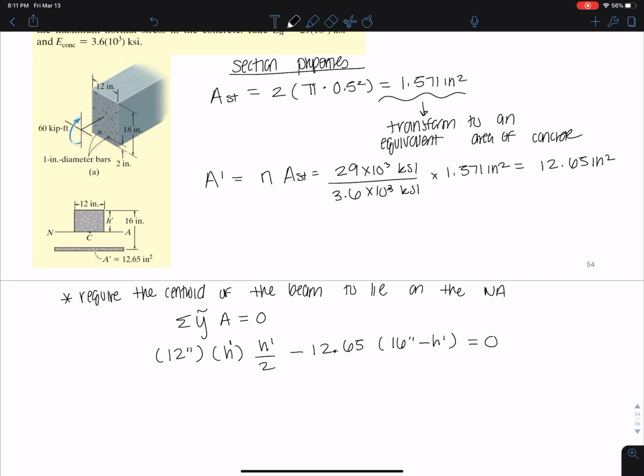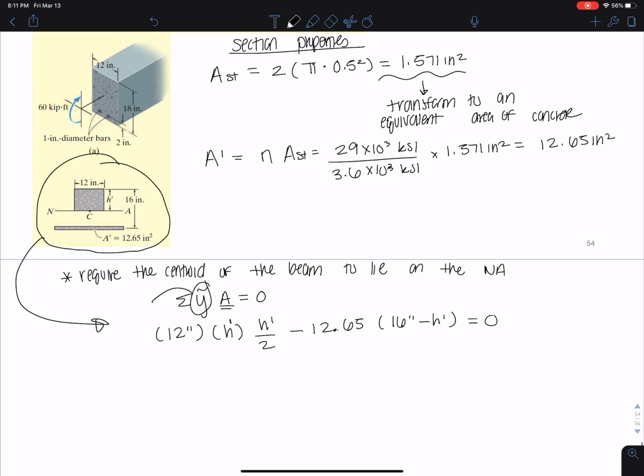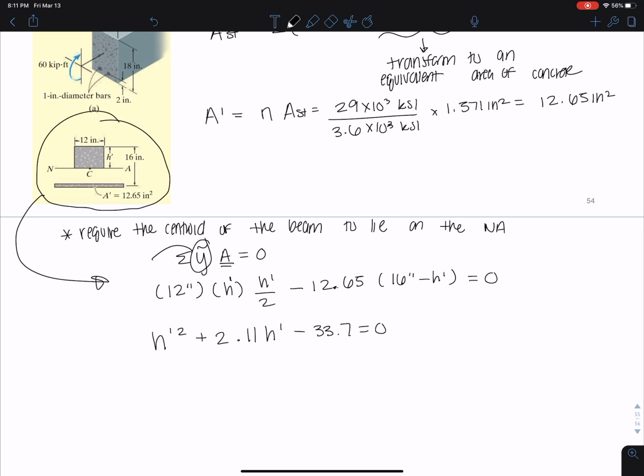So this would be the center of each of those areas times the area of those areas, right? This is the centroid of steel plus centroid of concrete. And this picture shows you everything that we just calculated here. And we get this function here, h prime squared plus 2.11 h prime minus 33.7 equals 0. This is a second order function. We can solve for this and take the positive root, and we get h prime is 4.85 inches.